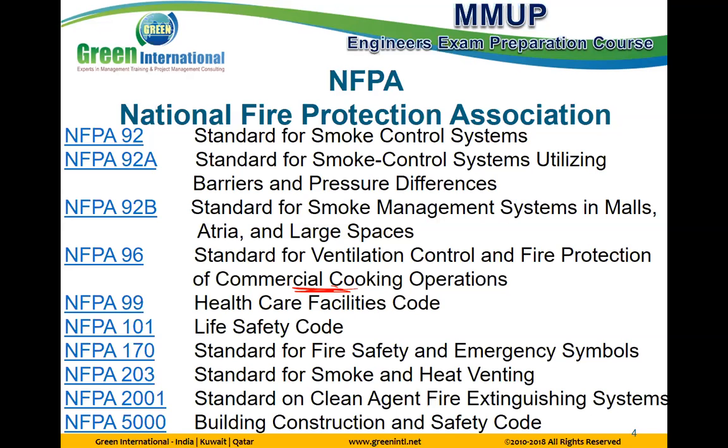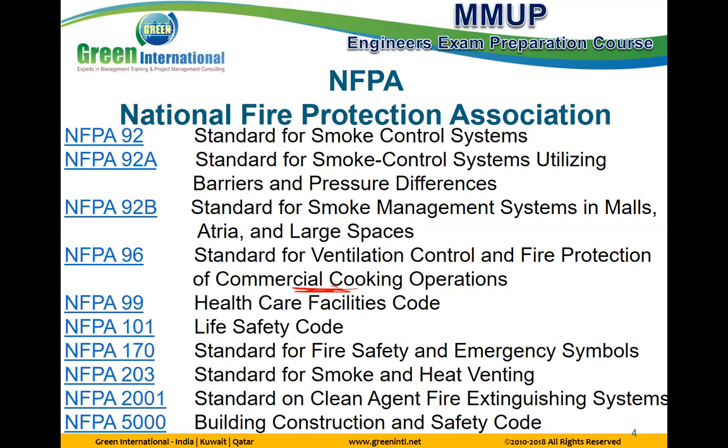NFPA 101 is the important code, the Life Safety Code. This is the mother code. 170 is a standard for life safety and emergency symbols; it's not important, it just represents the symbols used in regular design. 203 is important. It also focuses on ventilation, but for smoke and heat venting, mostly related to natural ventilation.